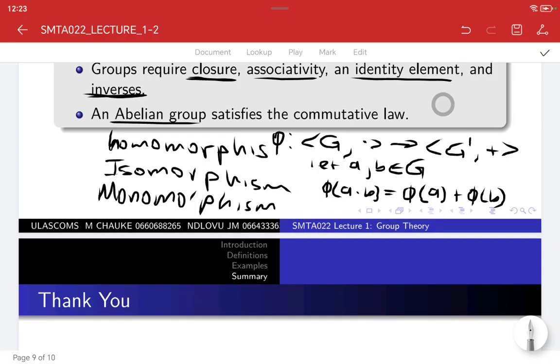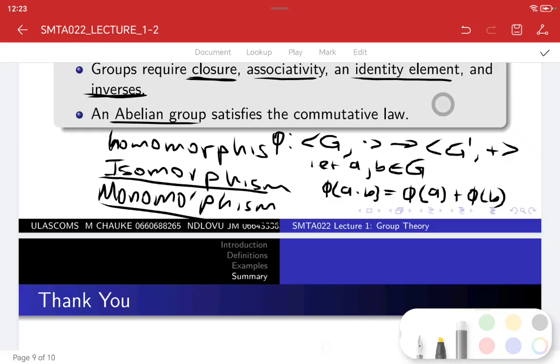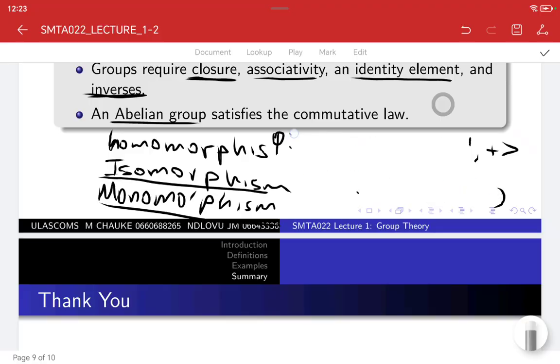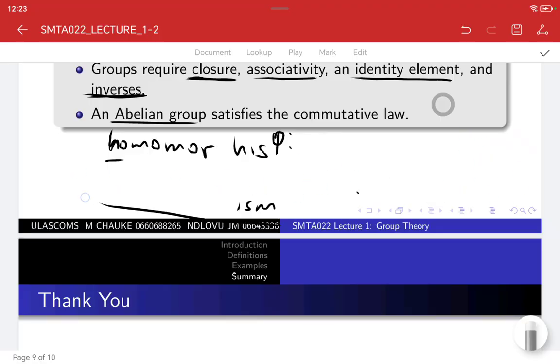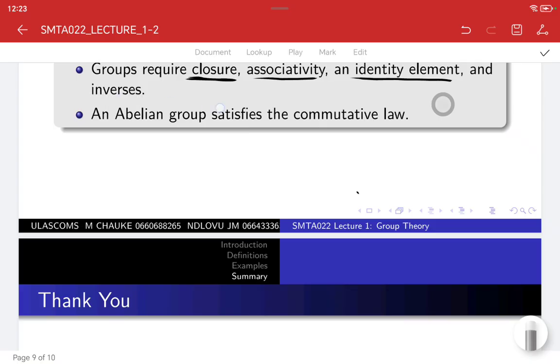The moment I talk about isomorphism, the function should be 1-to-1 and it should be onto. This means it should be a bijection. The moment it is a bijection, we call it an isomorphism. The moment it is 1-to-1, we call it a monomorphism. You see, right? We're going to be looking at this as time goes on. These are very simple. They're not that difficult. So now, I thought we would do this first one.